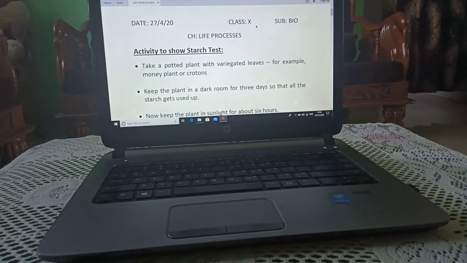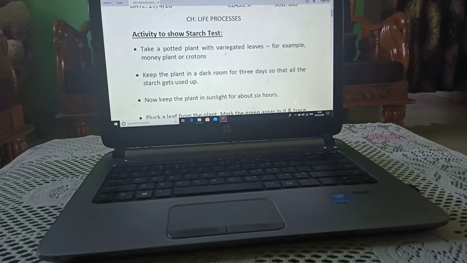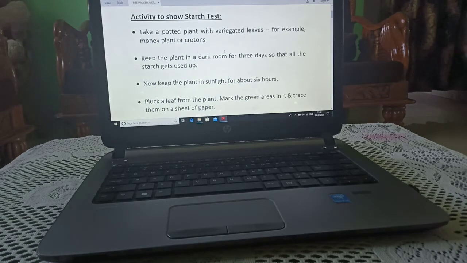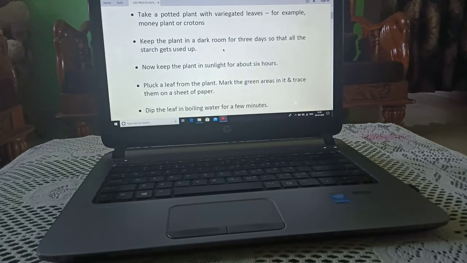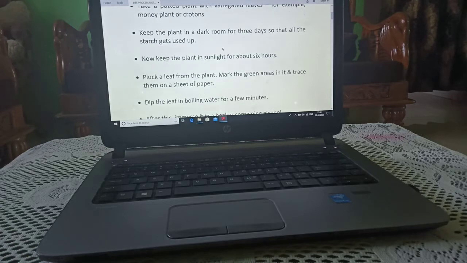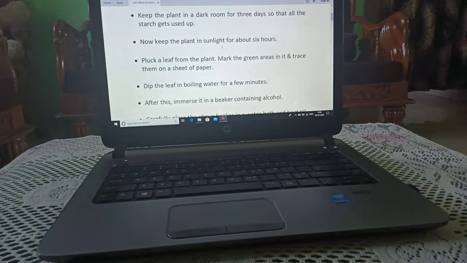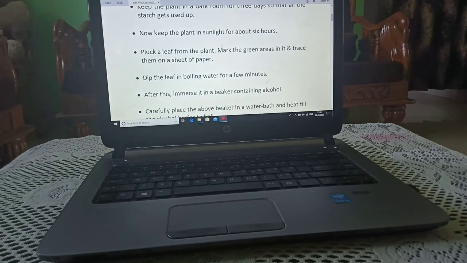Today we are starting with an activity to show the starch test. We have to take a potted plant with leaves, for example a money plant or croton. We have to keep the plant in a dark room for 3 days. Then we have to keep it in sunlight for 6 hours. We have to pluck a leaf from the plant.